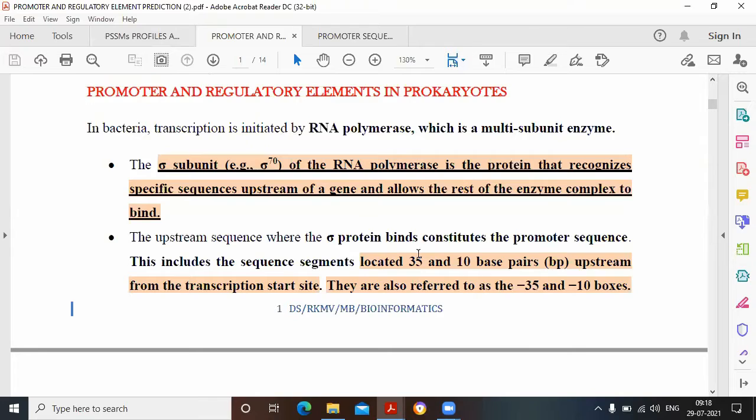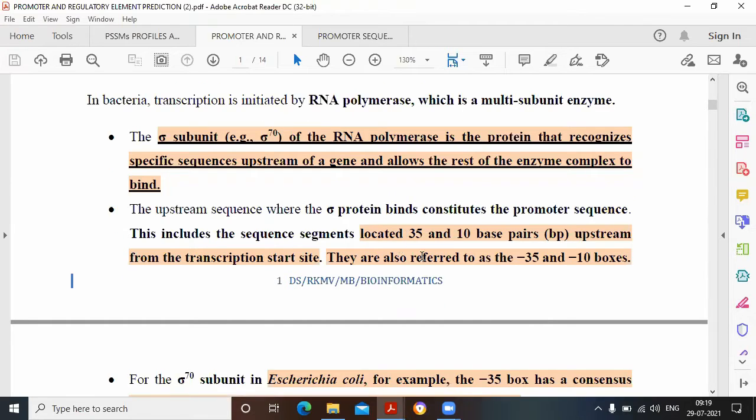Basically, they can find that particular sequence which is considered the promoter, and that is found in the 35 base pair region and the 10 base pair region, away from the starting site. By convention, where exactly the transcription starts is called the +1 point. Its right hand side, the gene which is going to be transcribed, is considered the plus side, and the left hand side, where the promoter and all kinds of regulatory sequences are present, is considered the minus side.